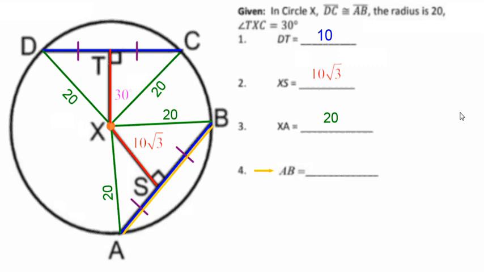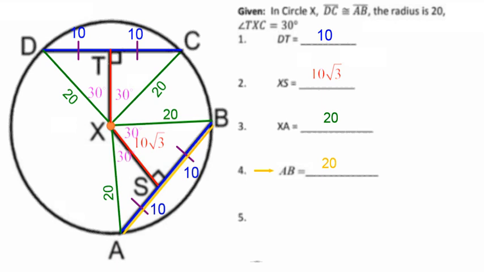The next piece we want to look for is our length for AB. And we said in the beginning of our givens that AB is equivalent to DC. So again, the length for our chord AB is made up of 2 equivalent pieces of DT. So 10 and 10 would give us a length of 20 units.